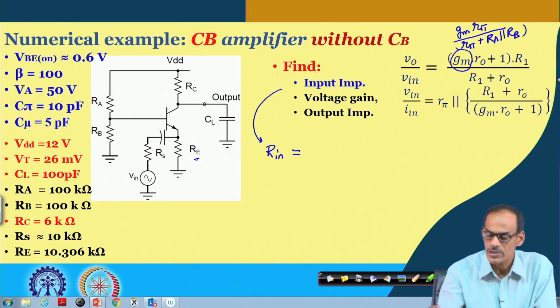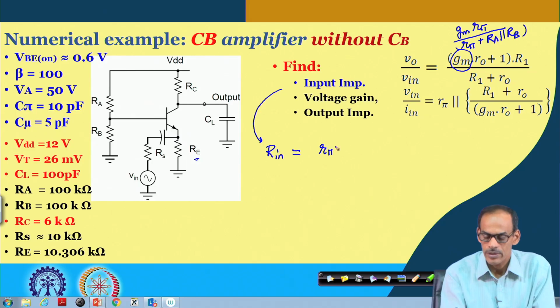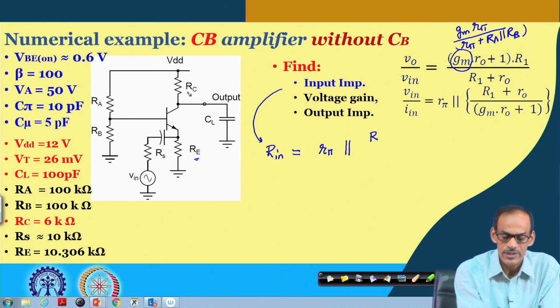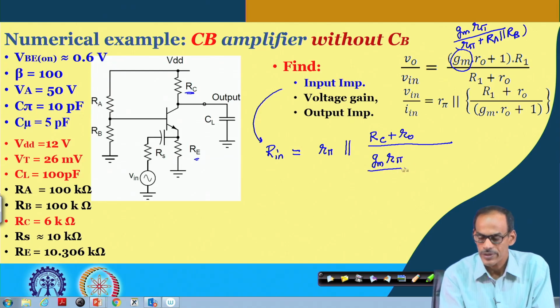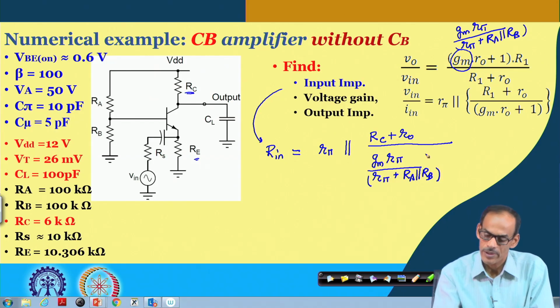directly we can use this equation and say that this is R pi in parallel with R 1, which is basically R c, so R c plus R o divided by G m into R pi divided by R pi plus R a in parallel with R b, right, multiplied by R o plus 1.